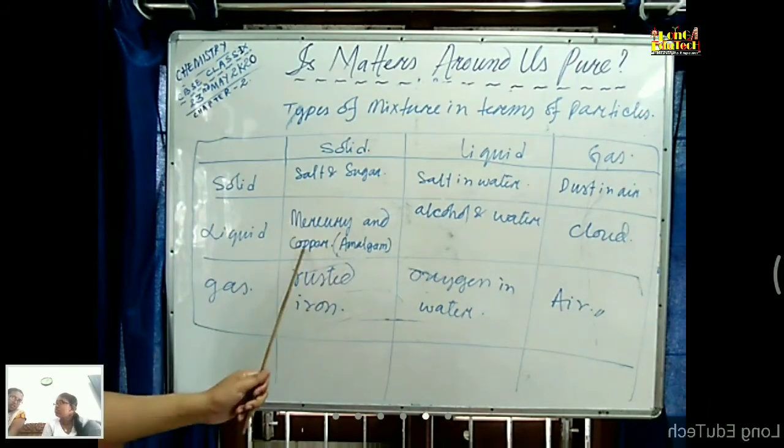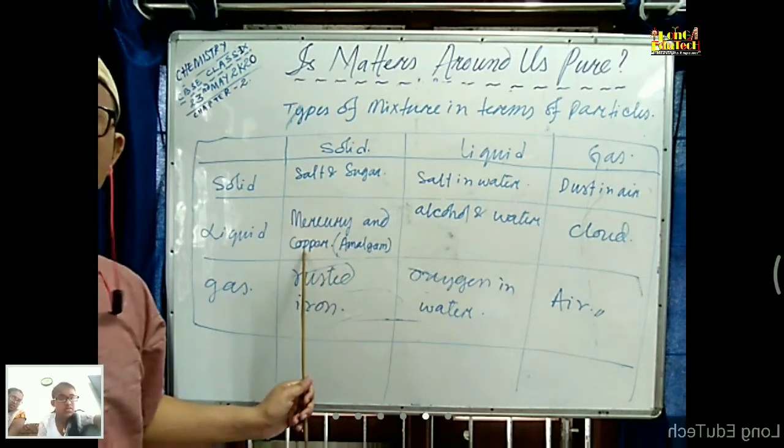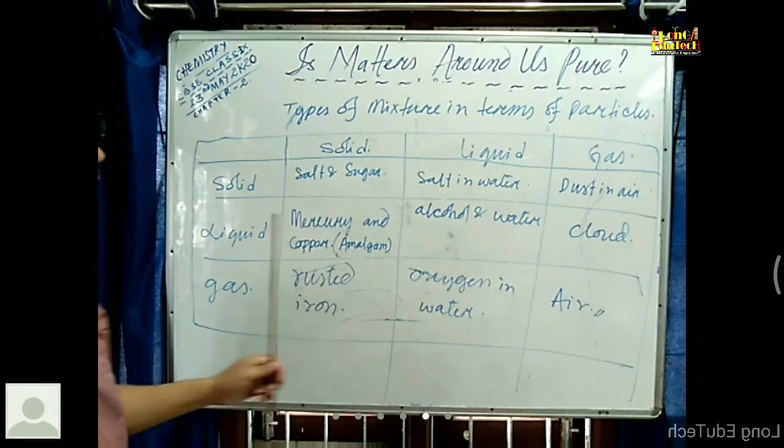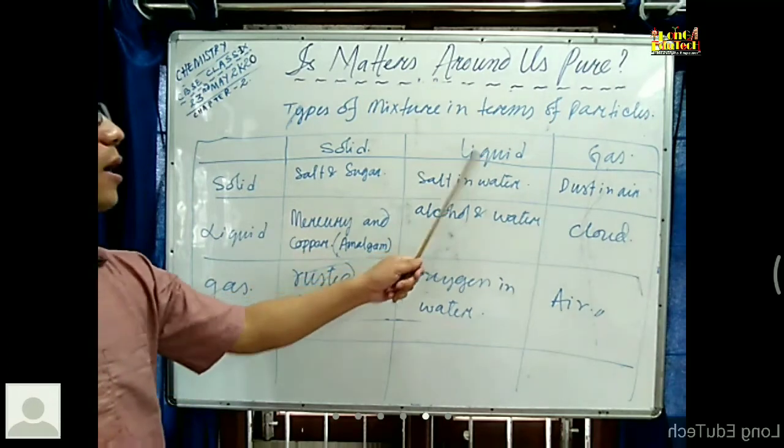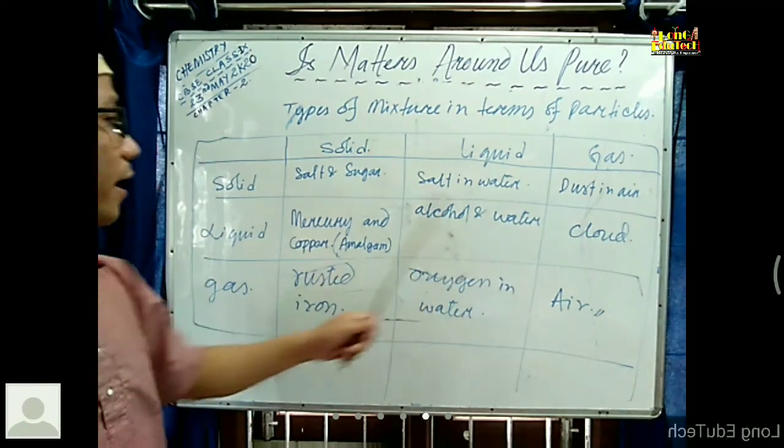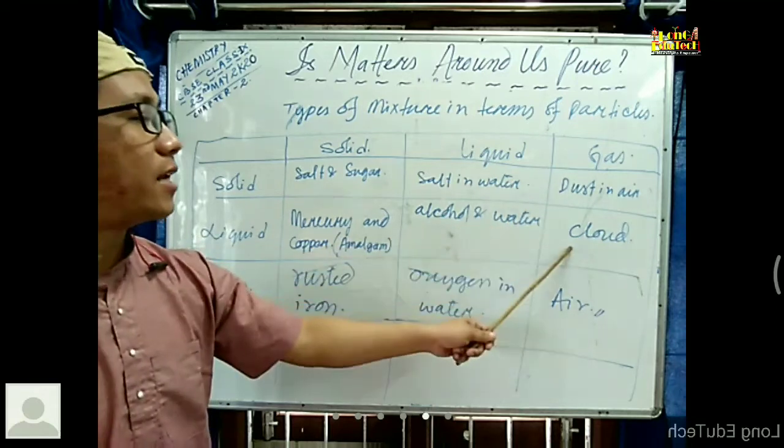Liquid-solid mixture, mercury and copper, or else mercury and sodium you can say. Okay, and this is the amalgam. Another one is liquid-liquid, alcohol and water. And next is liquid-gas, that is the cloud.